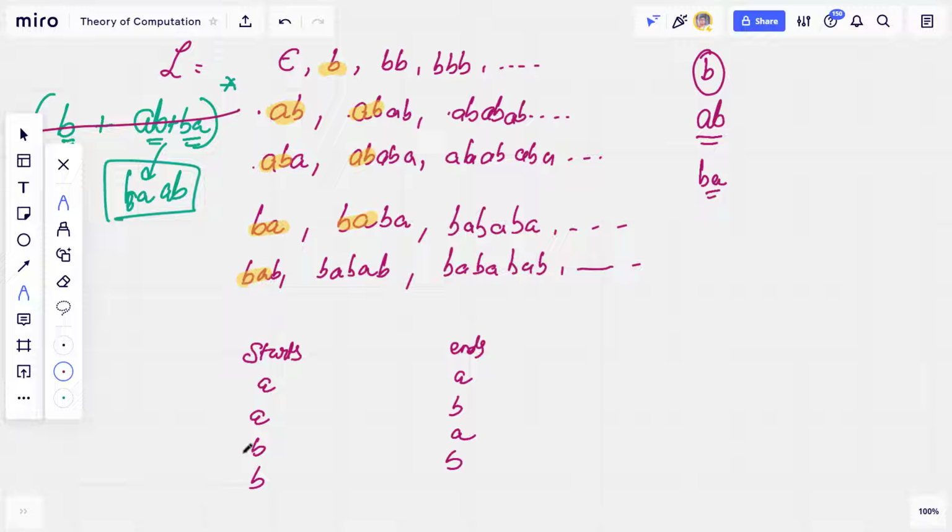What are the strings that start with B and end with A? This is right: BA, BA, BA. Right? Or any number of B's and then BA. Fine. Then what are the strings that start with B and end with B? This is BAB, BAB, or any number of B's in the middle and then again B.